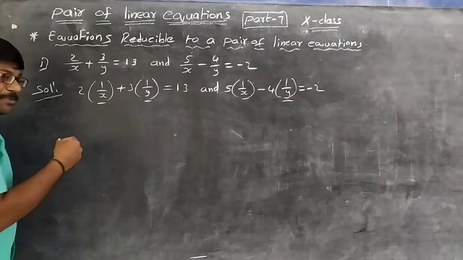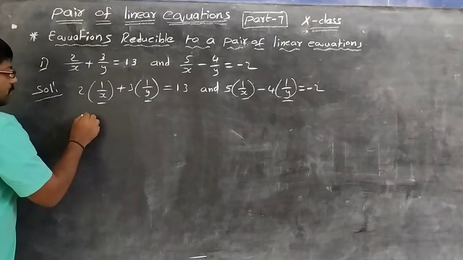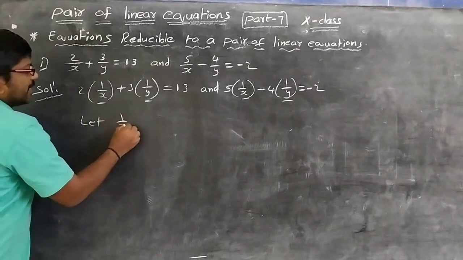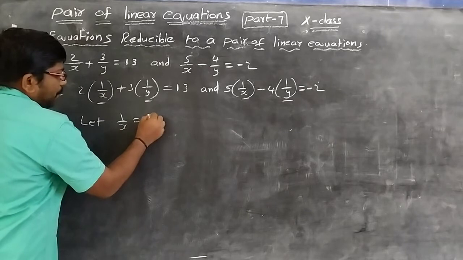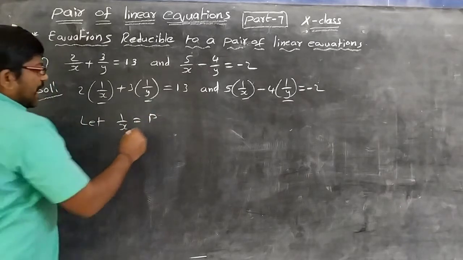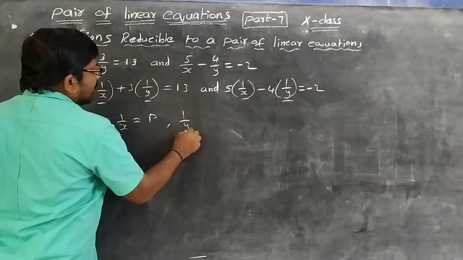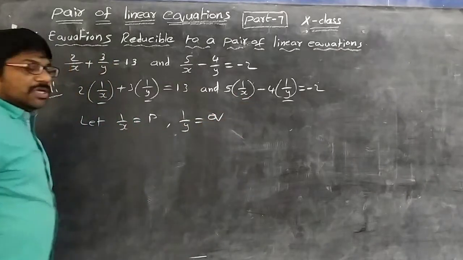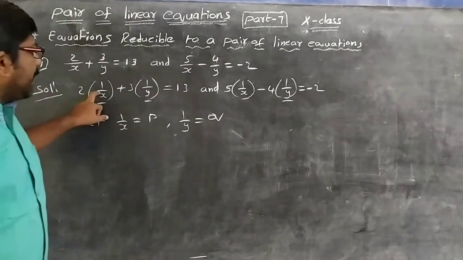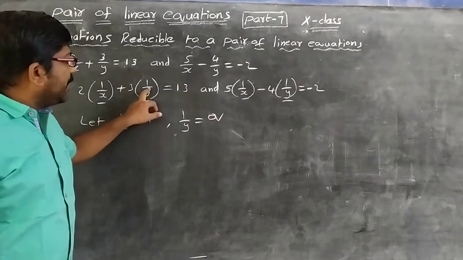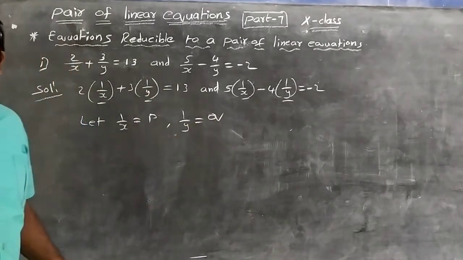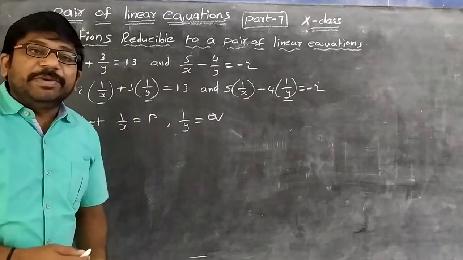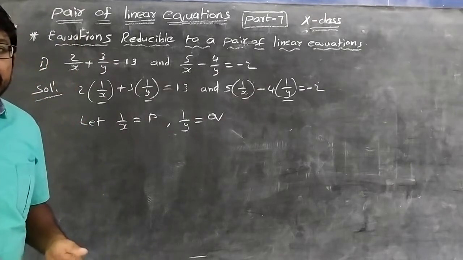Let us substitute. Let 1 by x be equal to, say, p, and 1 by y be equal to, say, q. So now substitute 1 by x equal to p and 1 by y equal to q. Now the two equations will become a pair of linear equations.